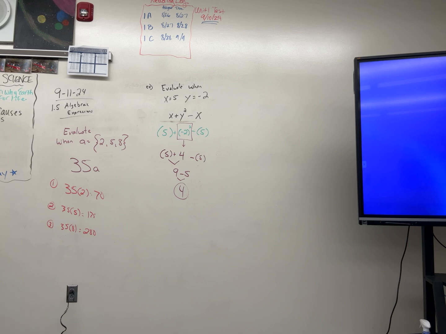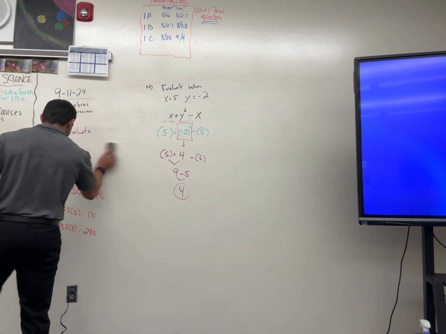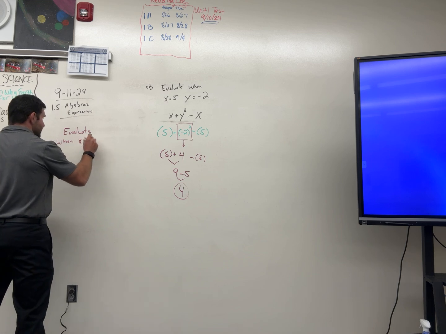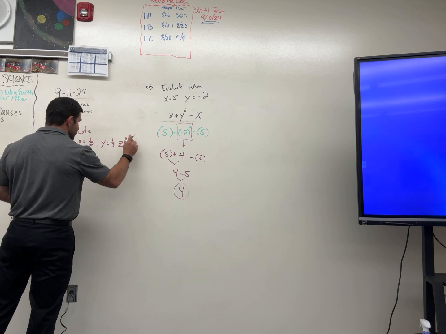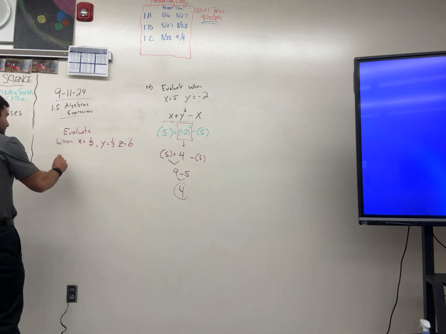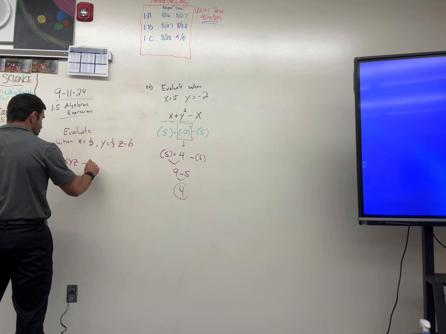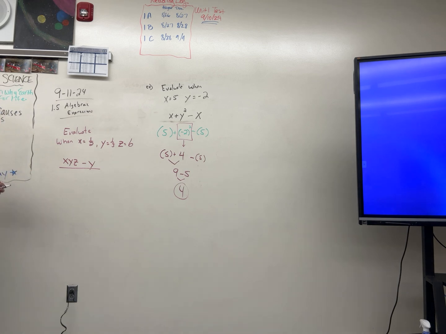Did I lose anybody there? Is that hard? Okay. Can we make it a little harder? Evaluate when x equals 1/2, y equals 1/3, z equals 6. x y z minus y. Let's leave it there.